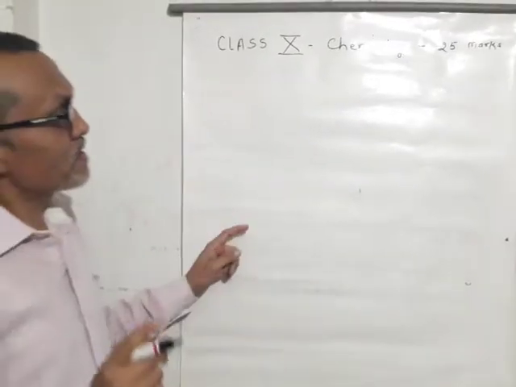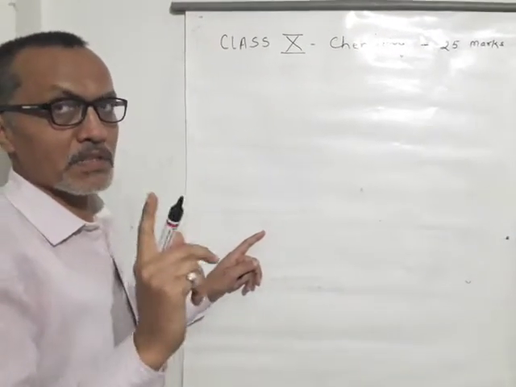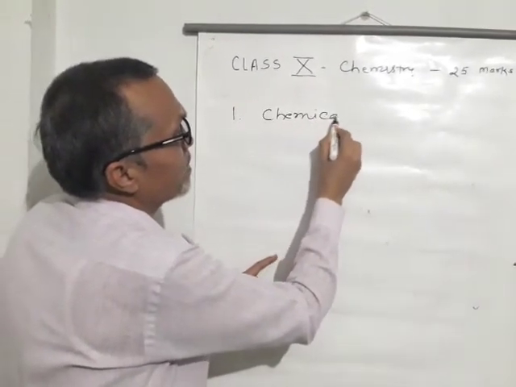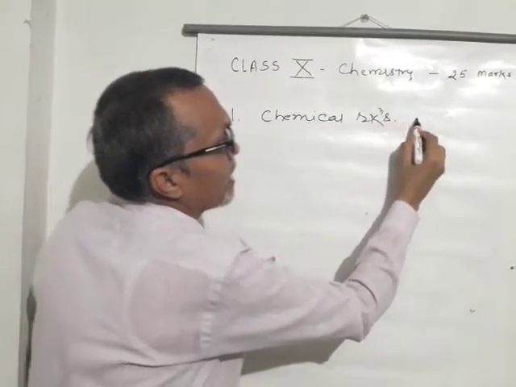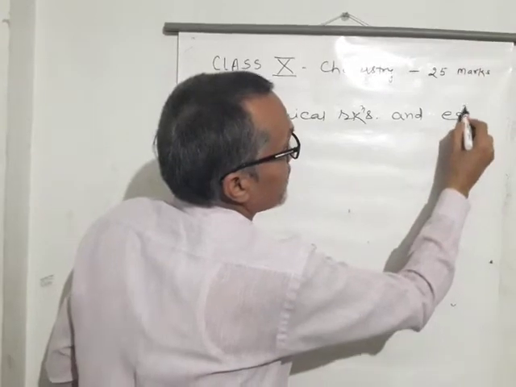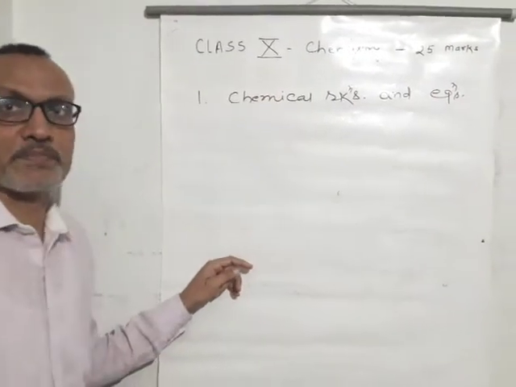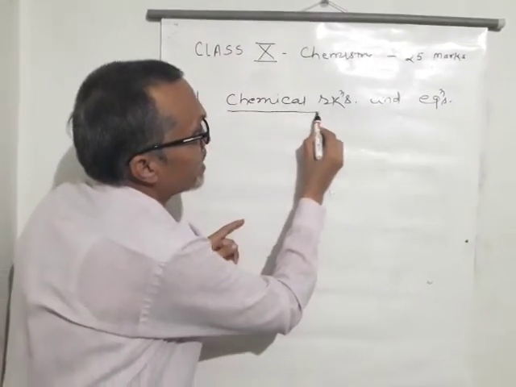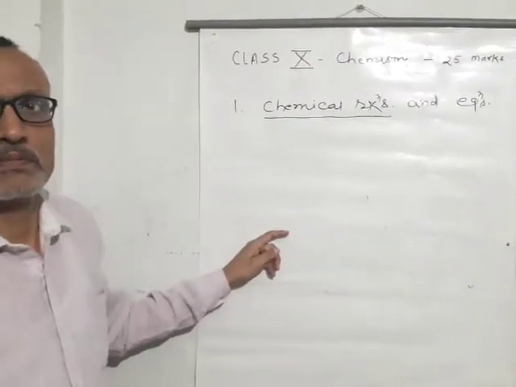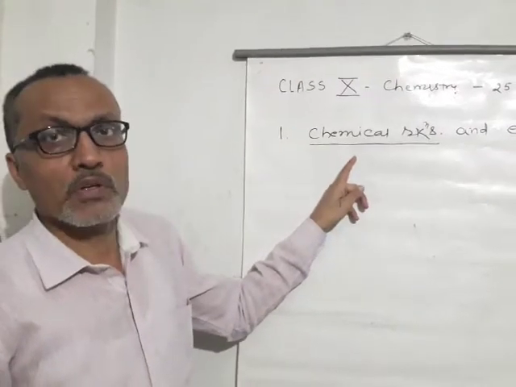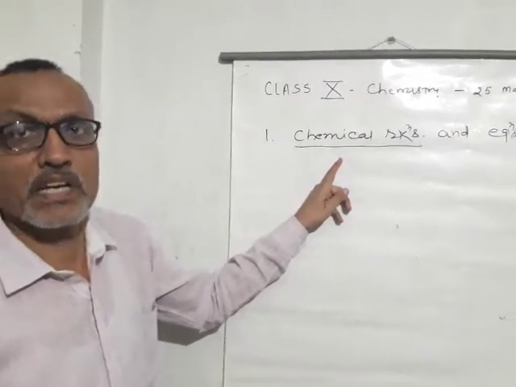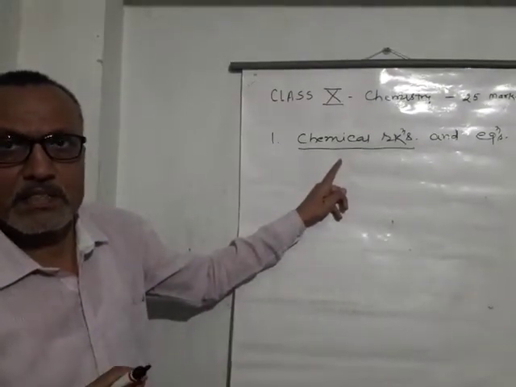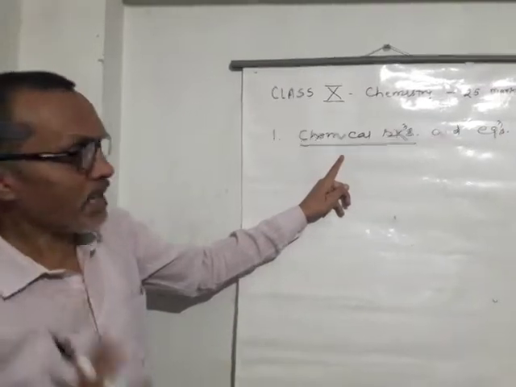Now students, I am going to start your first chapter. First chapter, chemical reactions and equations. This is your first chapter. Students, the name of the chapter is chemical reactions. First of all, I am going to talk about the reactions, chemical reactions. Do you know what is a chemical reaction? Okay, I am going to tell you.